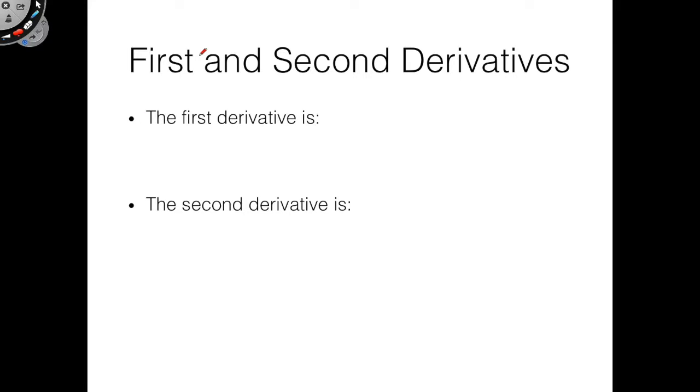In this video, we're going to be talking about first and second derivatives. So let's go ahead and define what these terms are. Let's say we have a function y equals f of x, just a generic function. Now the first derivative of this function would be f prime of x.